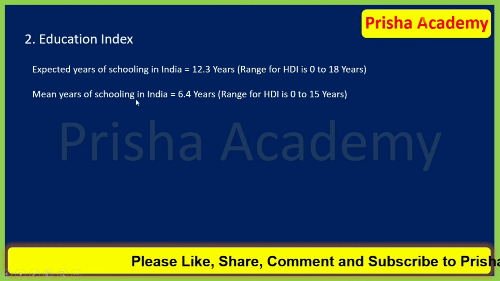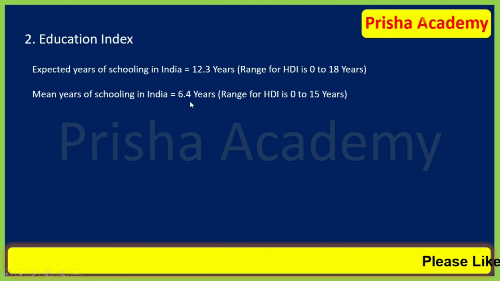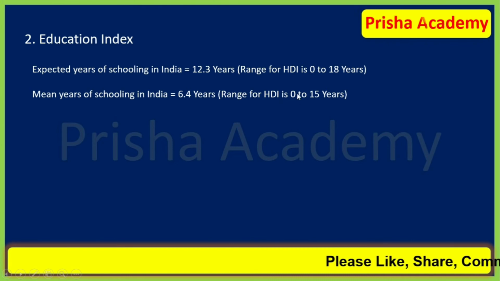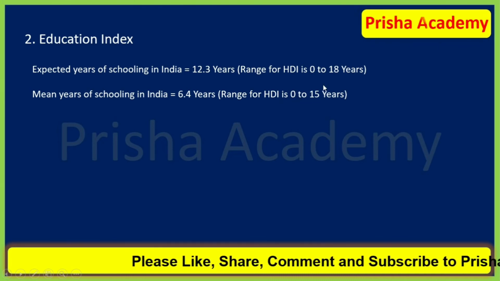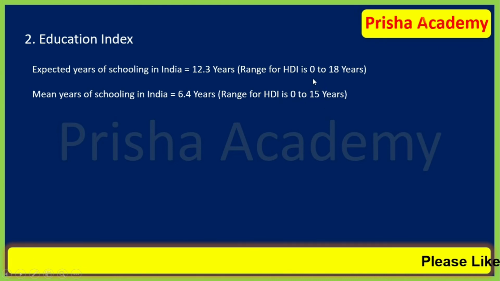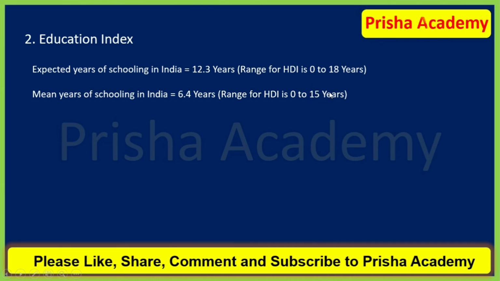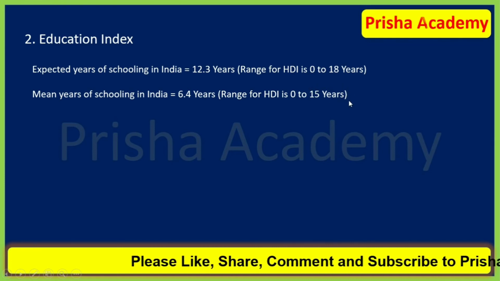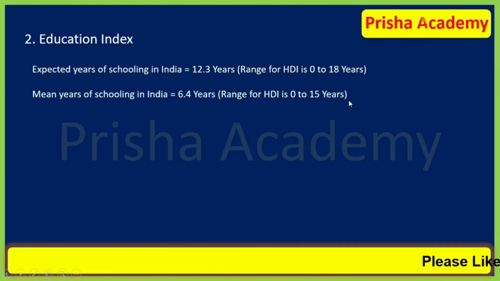Similarly, mean years of schooling in India was 6.4 years, whereas the range they have given is 0 minimum. It cannot be worse than this, and the minimum expectation they have is that everybody should complete at least under graduation, so they should spend at least 15 years in their schooling.